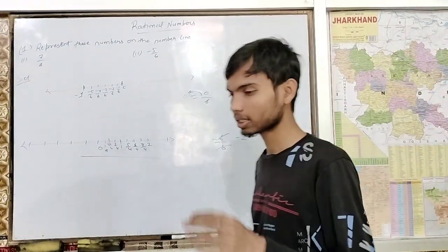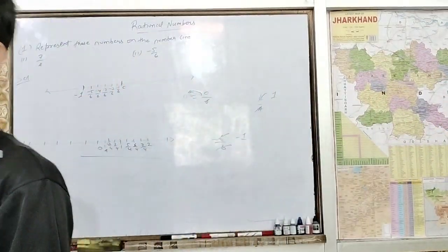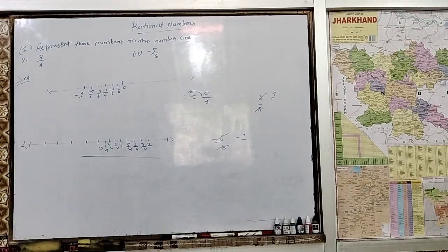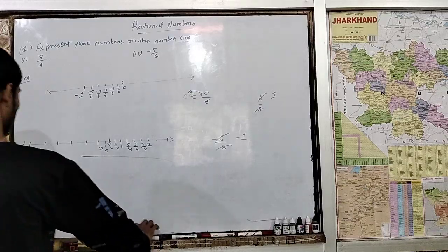We know that between any two integers there are infinitely many rational numbers. That is a truth. Are you crystal clear about it? Can I move ahead of this? Our next question, let me write.